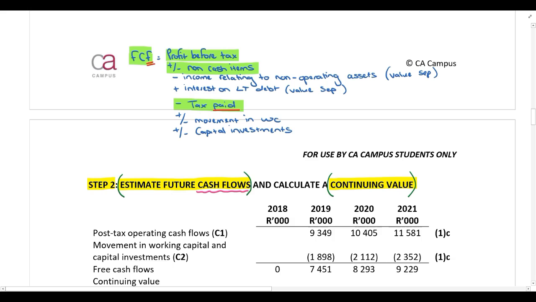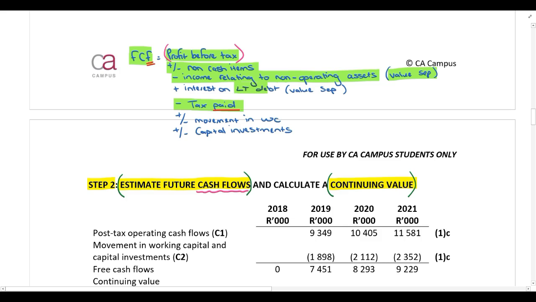Then, if the company has any non-operating assets, so for example, if they have investments, those non-operating assets will be valued separately. And because those non-operating assets will be valued separately, any income that is sitting in profit before tax must be eliminated. So deduct any income relating to non-operating assets because those assets will be valued separately.